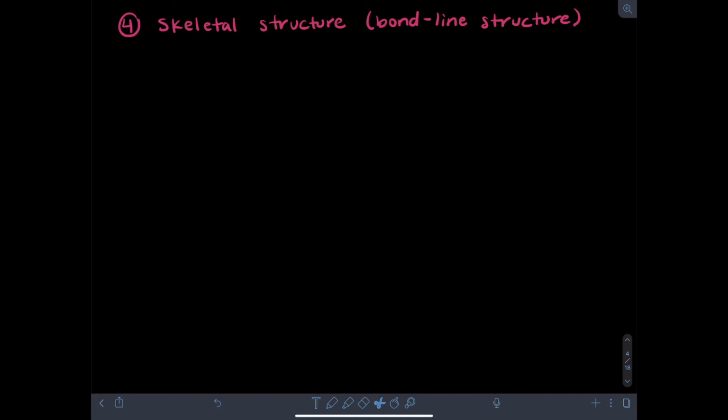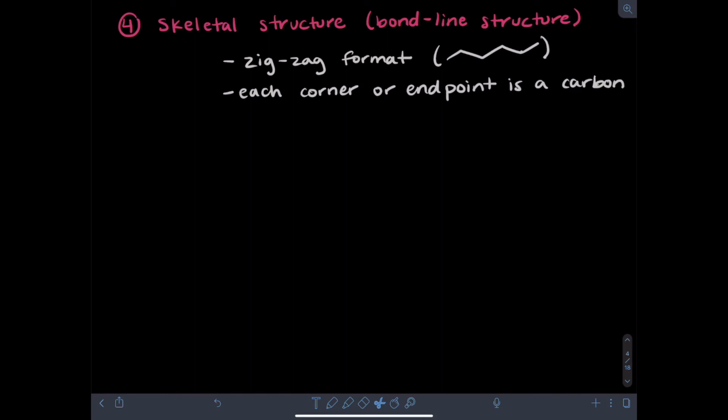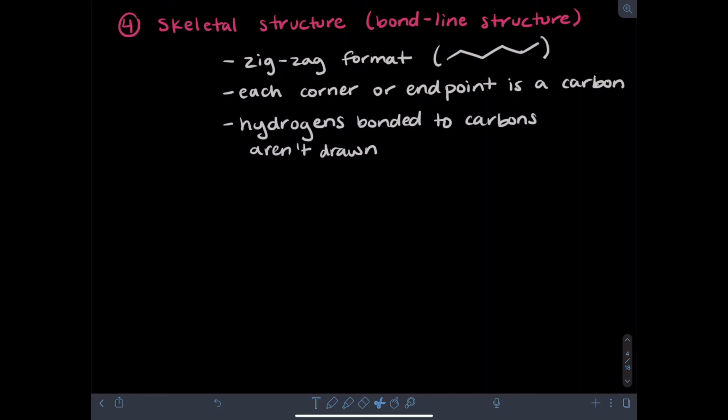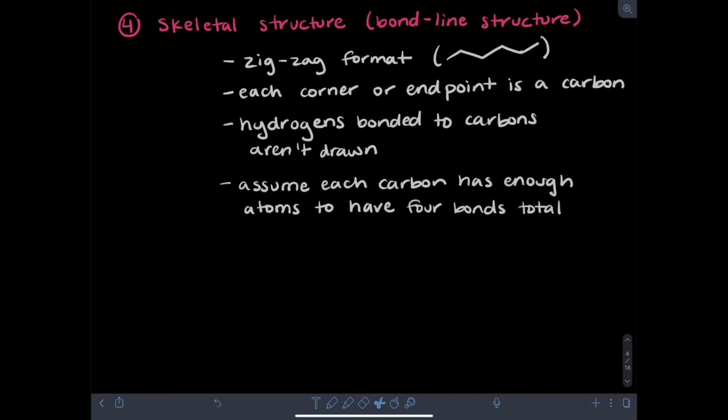The organic chemist's favorite style of drawing molecules is known as a skeletal structure, or sometimes called a bond line structure. These have a zigzag format, and each corner or endpoint of the zigzag represents a carbon. You save time and space by not drawing out hydrogens that are attached to carbons. And you assume that if a carbon doesn't have a formal charge, it has enough atoms attached to it so that it has 4 bonds total.